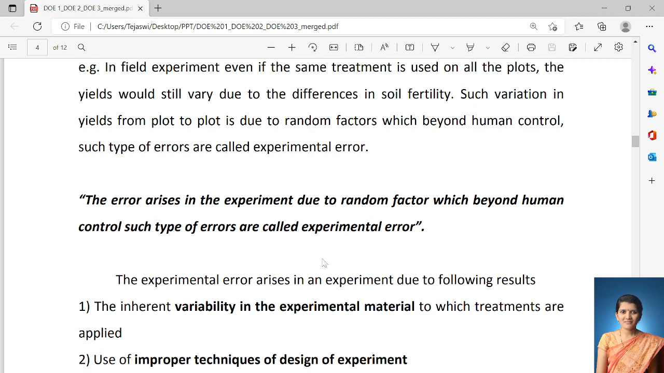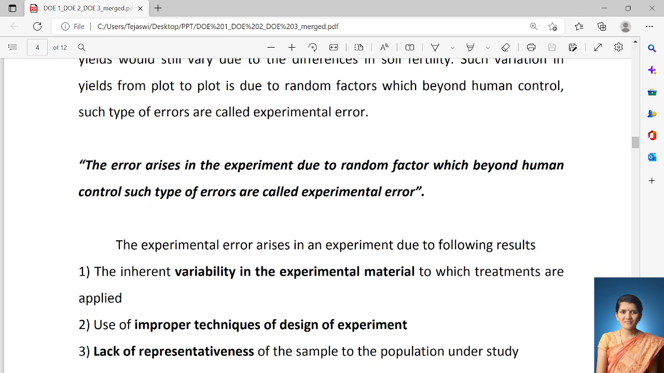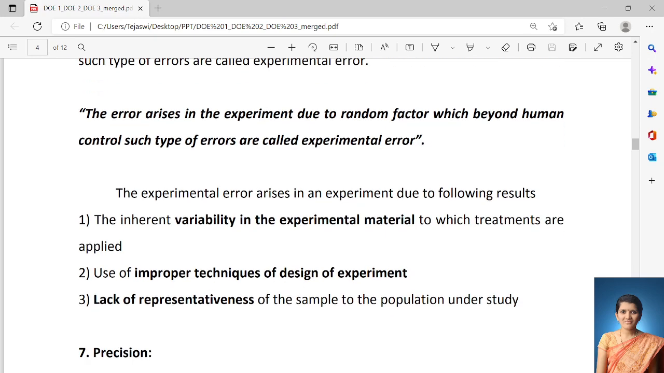This experimental error arises in the experiment due to the following reasons. First is the inherent variability in the experimental material. We use various types of material in an experiment, and these may vary, so experimental error arises. The second reason is that we use an improper technique of design. If you have not planned the technique, experimental error arises. Third is lack of representativeness of the sample. If we have not chosen the sample properly, experimental error may arise.